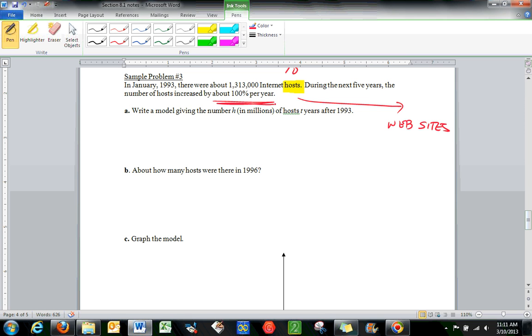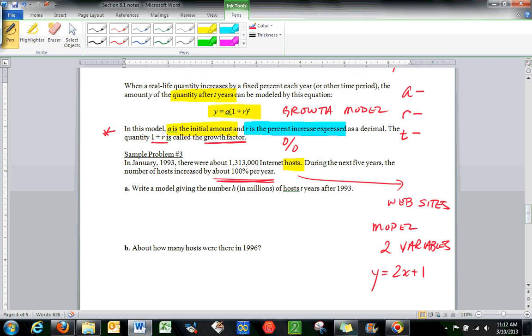So it says to write a model for the number h of hosts for t years after 1993. If you remember, any model that we write should have 2 missing variables. If we write a model representing a line, y equals 2x plus 1, we're missing the x, we're missing the y. So as we write this model, we're going to use the previous growth model as a guide.